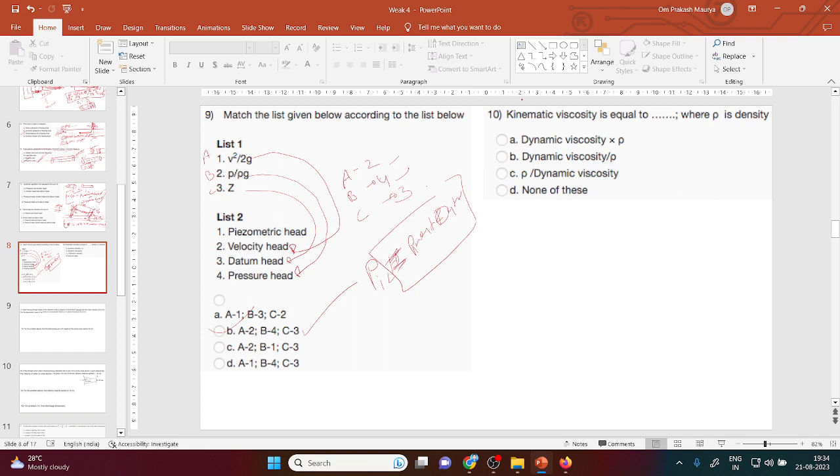Okay, now moving on to question number 10, the kinematic viscosity is equal to... Yes, one more doubt: if there is friction in the fluid, it will mainly affect the pressure. It won't affect the velocity head.